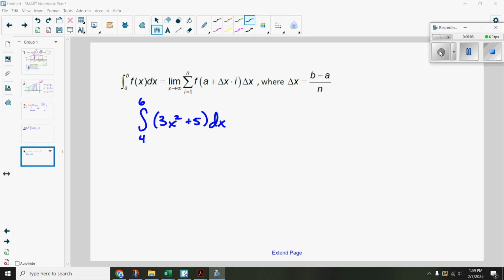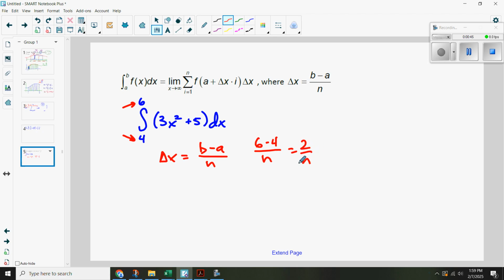Let's do a few problems where we convert a definite integral into a Riemann sum. So this is my definite integral here. And I always like to start with delta x. Delta x is equal to b minus a over n. Well, in this case, my b is 6, my upper limit of integration, and my lower limit is 4. So I have 6 minus 4 over n, and so it's 2 over n.